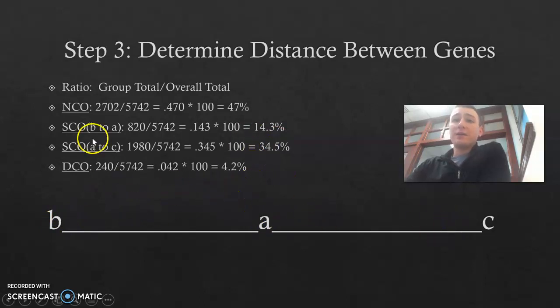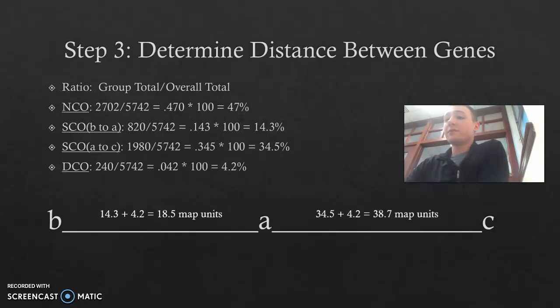So to calculate that overall total, you've got the B to A to C. So for the B to A, you're going to use the SCO B to A plus the DCO. So that's going to get you 14.3 plus 4.2, get you 18.5 map units. A to C is going to be the same kind of deal, which a grand total 34.5 plus 4.2 is 38.7.